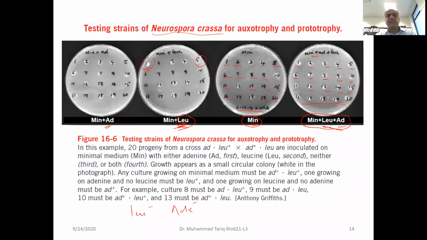Okay, for example, these ones are not growing when you bring back the both. So these ones are single mutants, and these ones, the last ones, are leucine minus, adenine minus, double mutants. Is it clear till now?